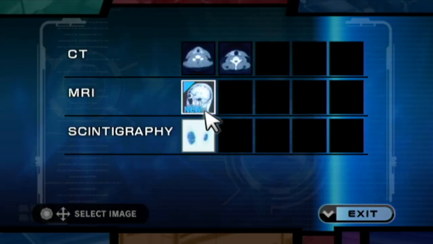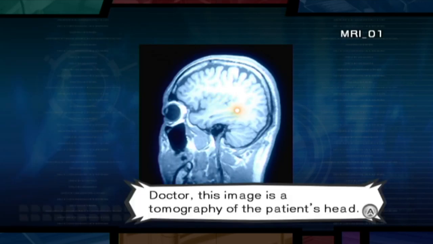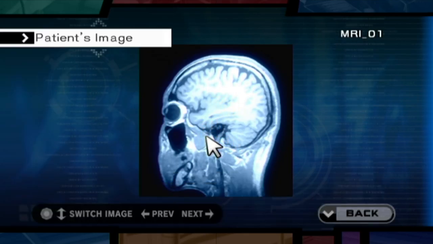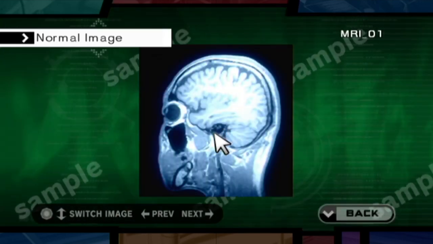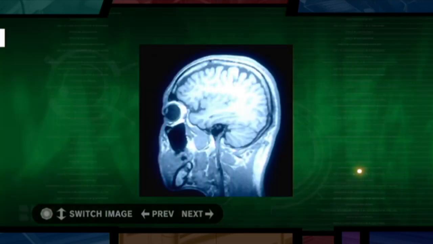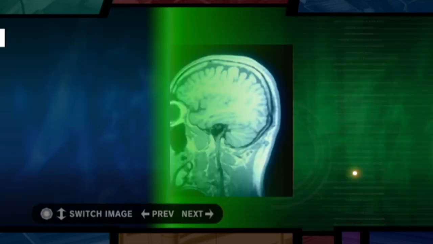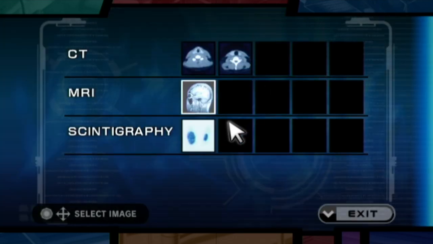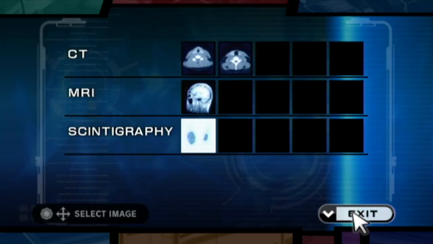Let's have a look at the MRI. So this is their head. Huh. Don't see a difference. Though this is all thyroid, so it probably doesn't even matter. There are red herrings in this game, I think.